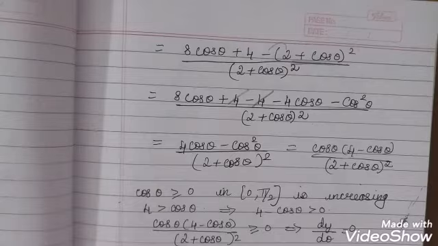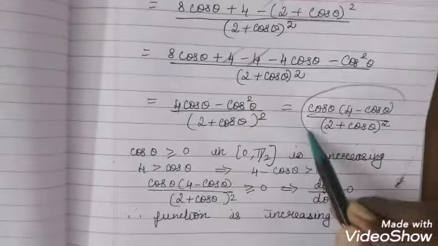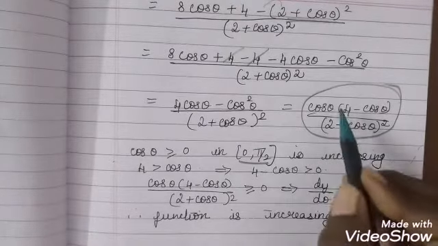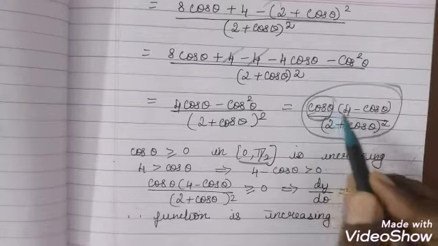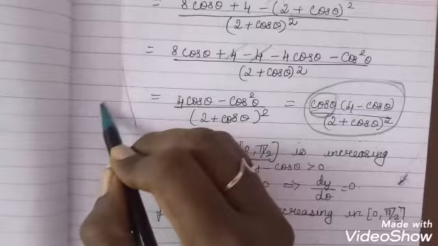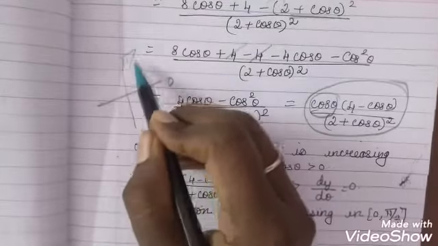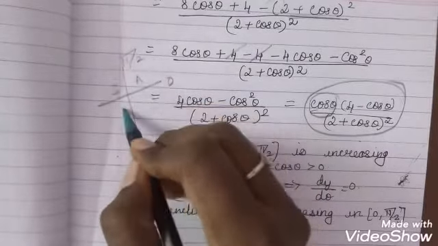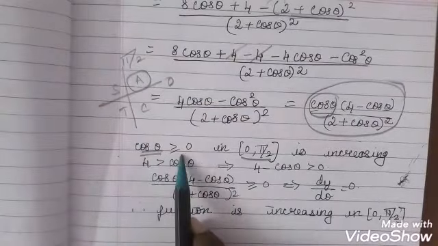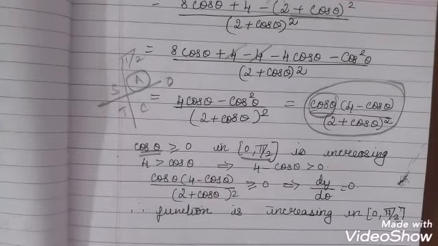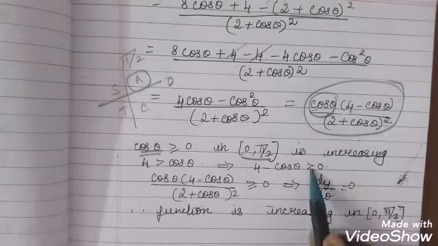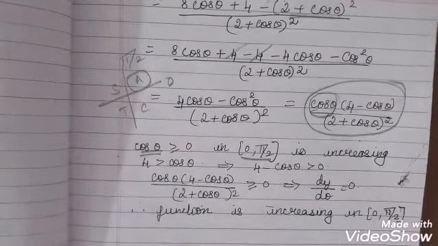So here it is equal to cos theta into 4 minus cos theta, divided by 2 plus cos theta the whole squared. Now we will check whether this function is greater than 0 in the interval 0, pi by 2. You know that cos is increasing. How do I say that cos is positive in the interval 0, pi by 2? I already told you. In this interval 0, pi by 2, all the trigonometric functions are positive. So your cos theta is greater than or equal to 0. Next, 4 minus cos theta is greater than 0, what do you mean by that? Your 4 is greater than cos theta.